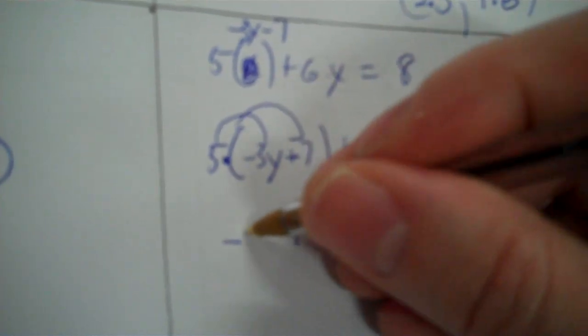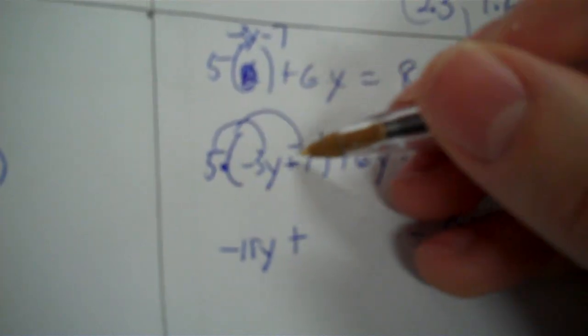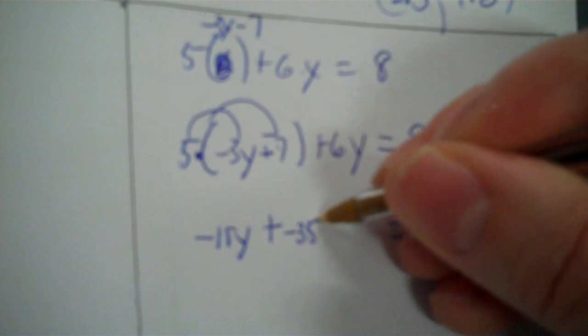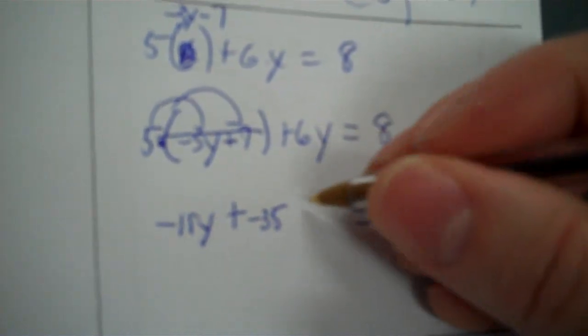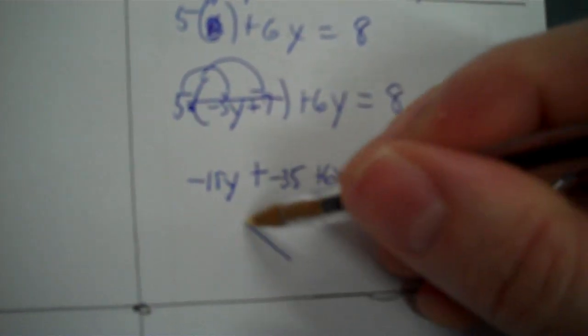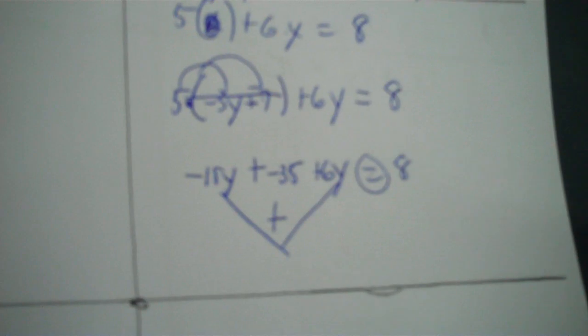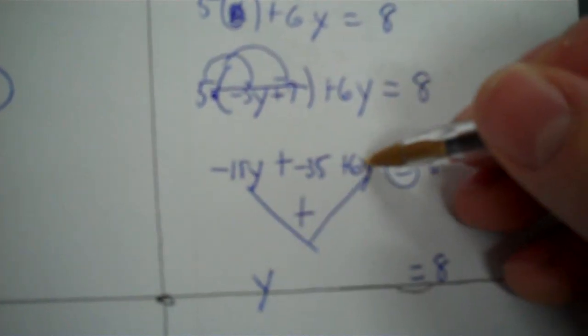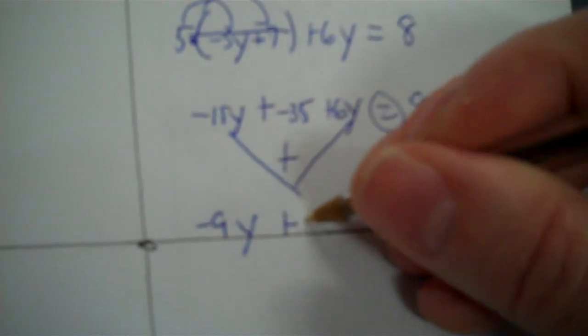5 times negative 3y is negative 15y. 5 times negative 7 is negative 35. Then you add your 6y. Okay, now you need to combine your y's by adding. So negative 15 plus 6 is negative 9y, and then plus a negative 35.